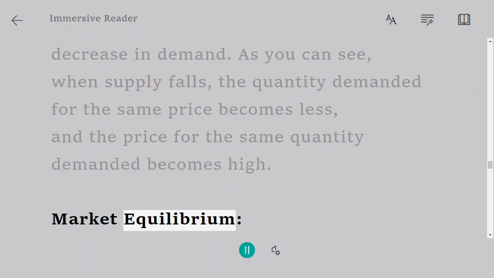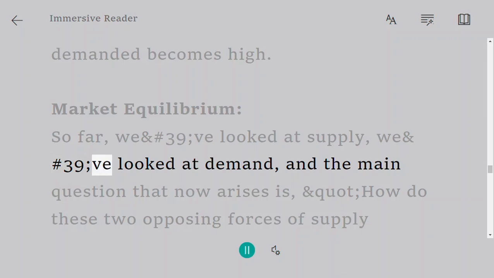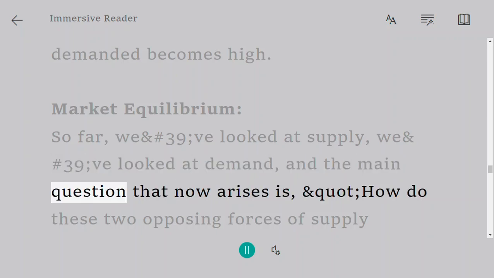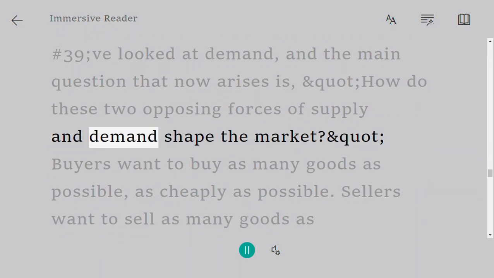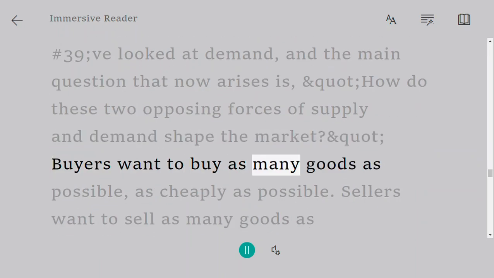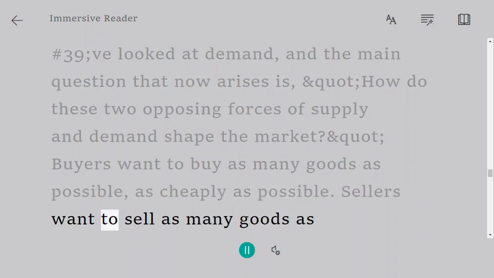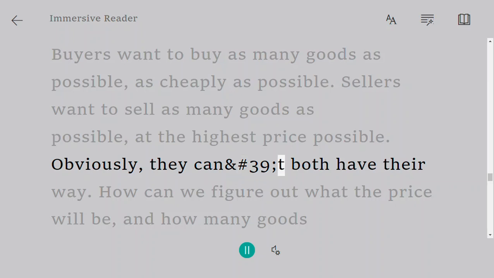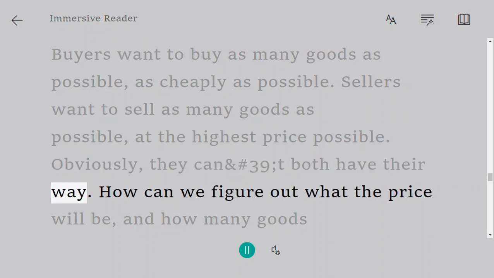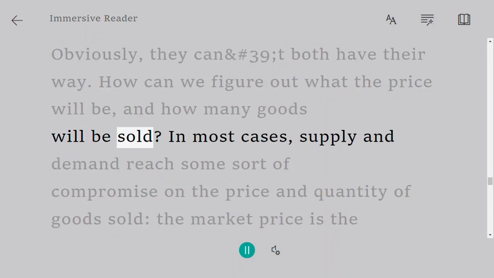Market equilibrium. So far, we've looked at supply, we've looked at demand, and the main question that now arises is, "How do these two opposing forces of supply and demand shape the market?" Buyers want to buy as many goods as possible, as cheaply as possible. Sellers want to sell as many goods as possible, at the highest price possible. Obviously, they can't both have their way. How can we figure out what the price will be, and how many goods will be sold?